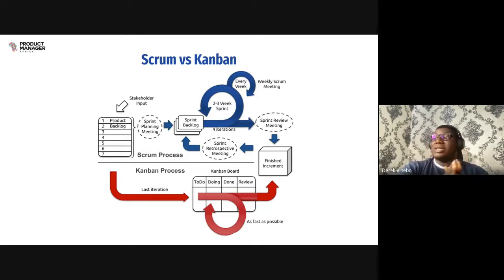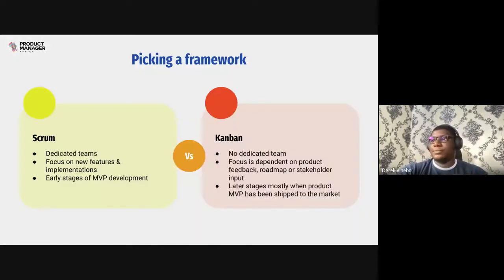The aim of Kanban is to deliver items very fast, but to give your team more room to pick up items without being restricted by time constraints. I would explain why Kanban is also important for development teams. Now, picking a framework. In Scrum, and I've used Scrum.